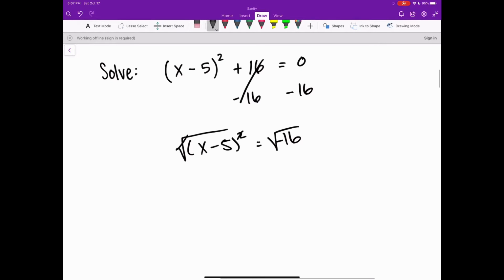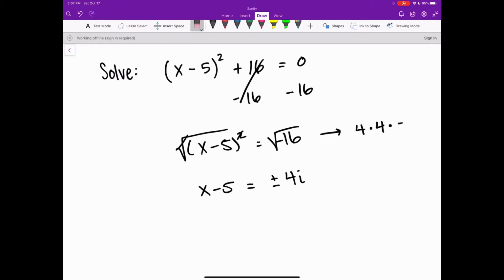That's going to cancel out there. I'll be left with x minus 5. That was what was in the parentheses, right? Equals plus or minus 4i. Again, i is an imaginary number. Since we're taking the square root of a negative number, I can kind of think about separating that negative 16 into 4 times 4 times negative 1.